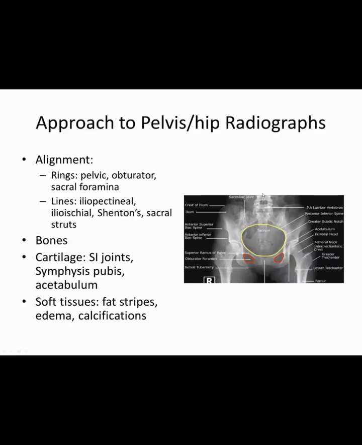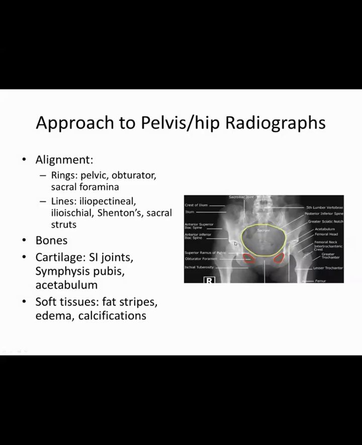For cartilage, you can assess the SI joints up here, look for any abnormal widening or increased sclerosis. In pathologies like ankylosing spondylitis, for example, which we'll talk about later, you can see fusion of the SI joints bilaterally. Additionally, evaluate the symphysis pubis to look for any abnormal widening or diastasis, because that can be indicative of an unstable pelvic fracture. And last but not least, you want to assess the acetabular joints bilaterally, which is what articulates with the femoral heads.